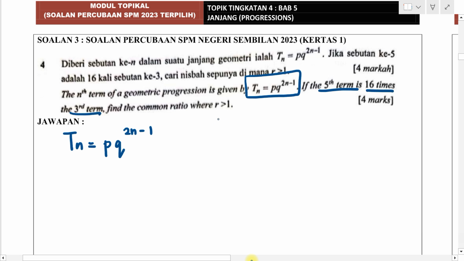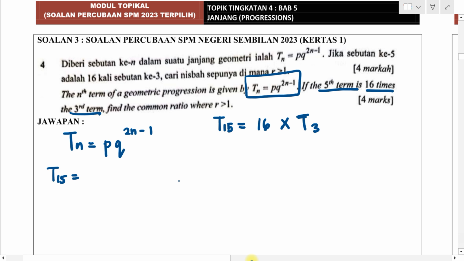If the fifth term is 16 times the third term, so let's see the fifth term. T5 is equal to 16 times T3. Correct? Okay, let's find T5 separately first. Replace the n with 5. That's what I do here.